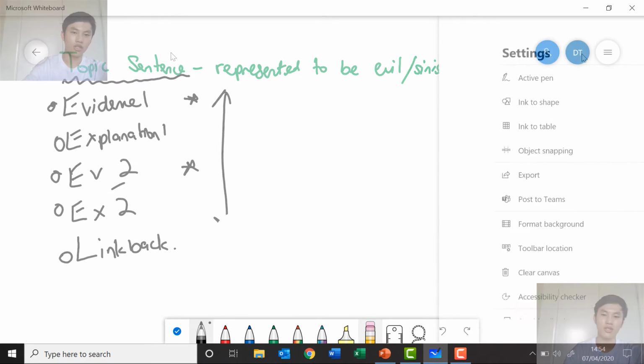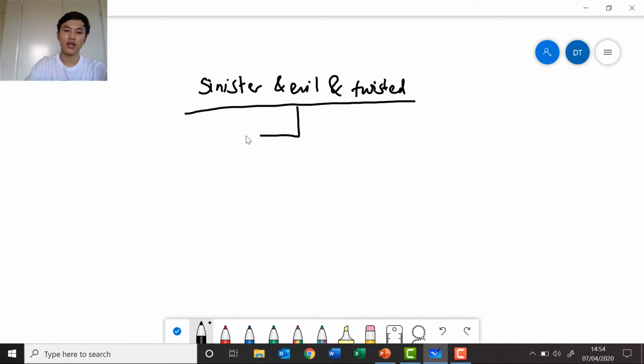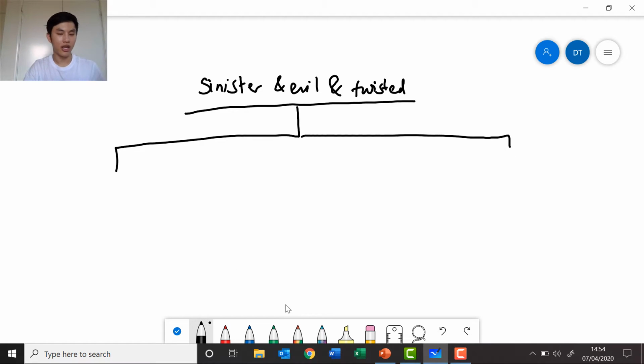So I'm just going to clear the board. At the top, my topic sentence. So, evil and twisted. This is basically my shorthand topic sentence. And now I'm going to have my explanation and evidence. It's up to you what pieces of evidence you want to use or what explanations you want to use. I have something prepared from earlier, so I don't have to think about this on the spot.